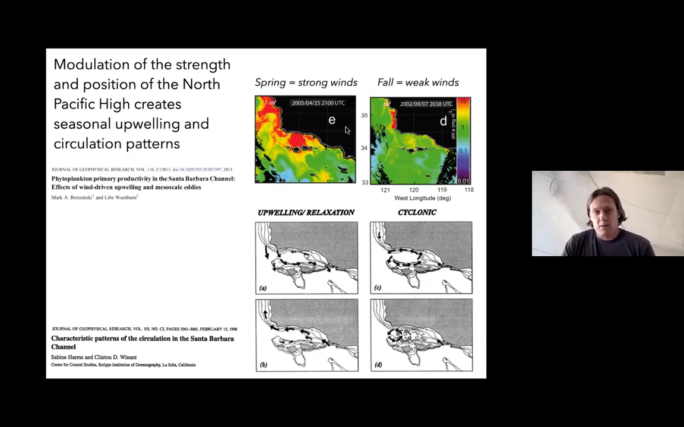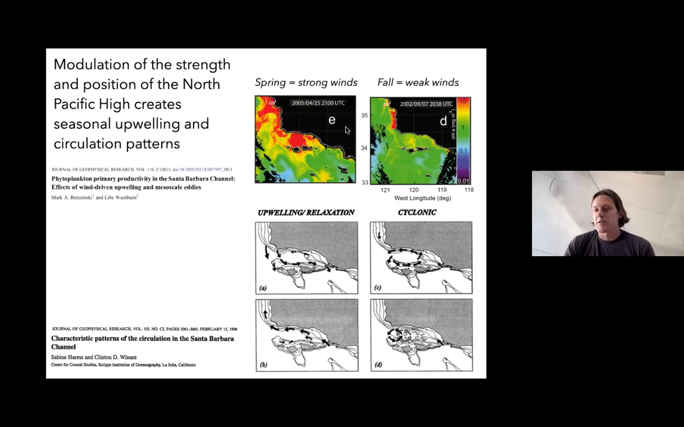In the top left panel, we see that with strong upwelling, of course, comes chlorophyll or primary production fueled by nutrients that are brought up from that deep nutrient-rich water. And then with the weaker winds, there's less upwelling and there's less biological productivity.